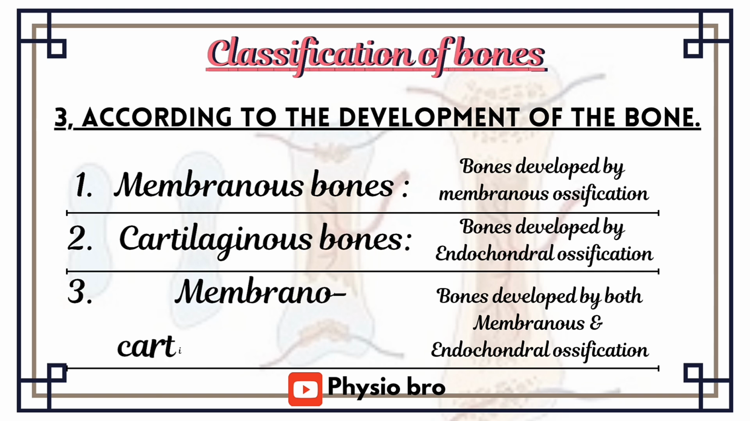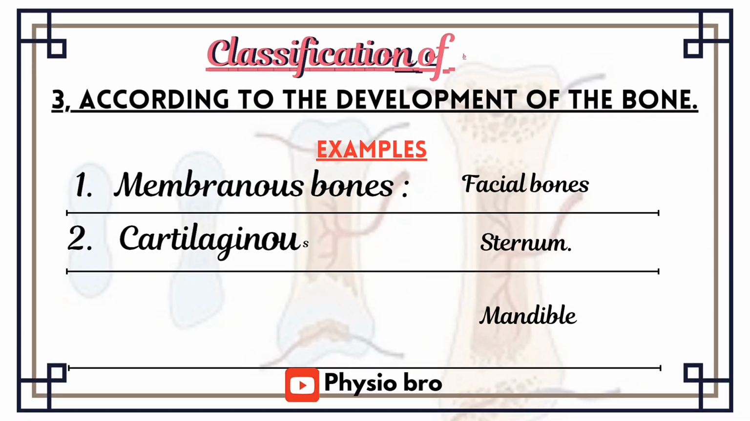Classification of bones according to their development. Membranous bones. It includes bones developed by membranous ossification. Cartilaginous bones. It includes bones developed by endochondral ossification. Membranocartilaginous bones. It includes bones developed by both membranous and endochondral ossification.